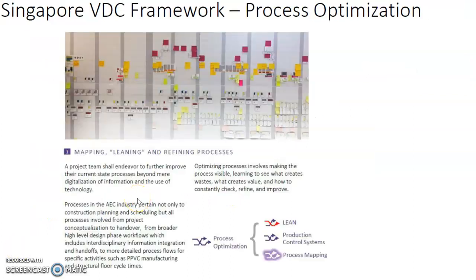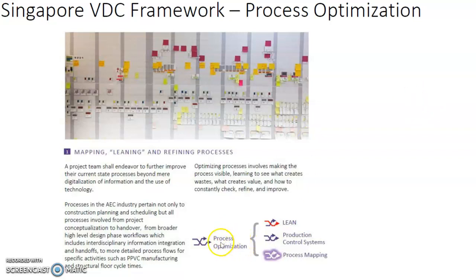Next, we'll go into the third big area that underpins the VDC process in the Singapore VDC framework, which is process optimization. So because the different stakeholders, different groups of people by different companies, they will need to create information, handle information, manage information, store information, and all these are done through processes. So that's why if we can optimize the process, that can actually improve the efficiency of the project delivery.